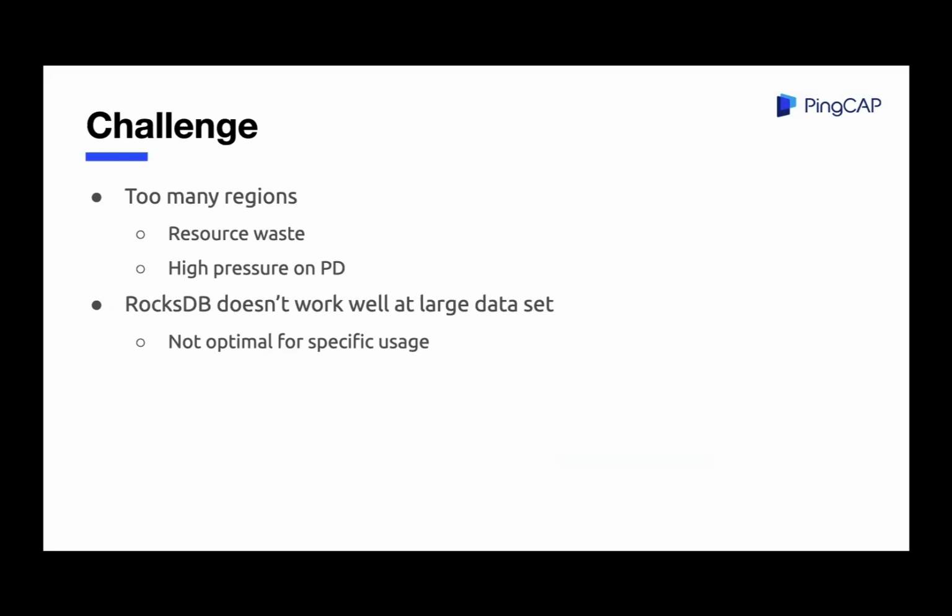As we talked about before, TiKV uses the Raft algorithm to ensure consistency in replicas. So we need resources like CPU and memory to drive the Raft activity. If there are too many regions, there will be a resource waste, as we burn CPU all the time. And also, if there are too many regions, then there will be too many metas, and all the meta will be stored on PD. So it will cause high pressure on PD.